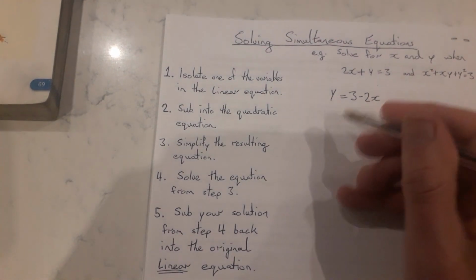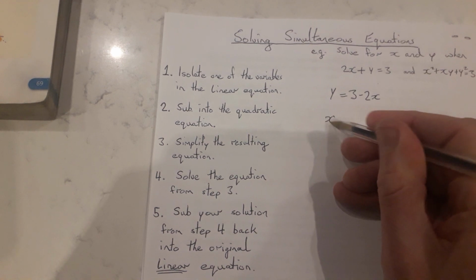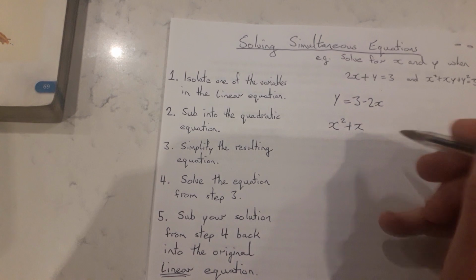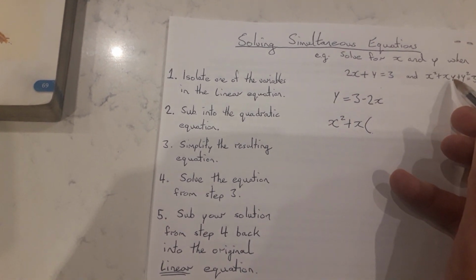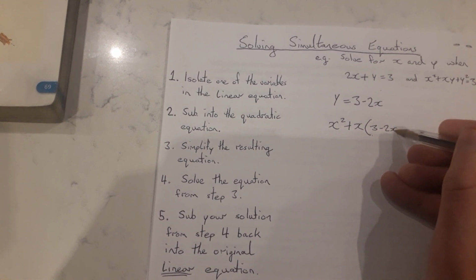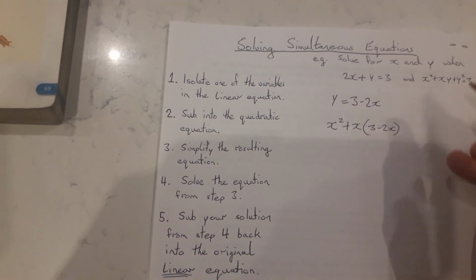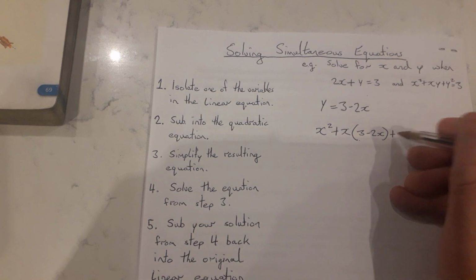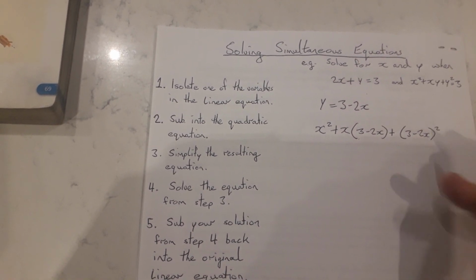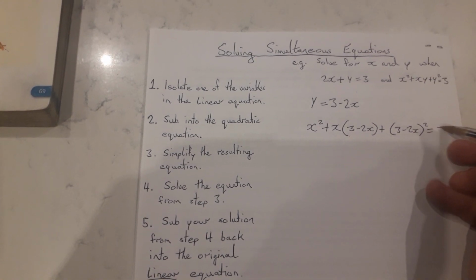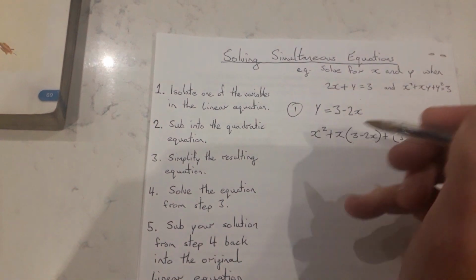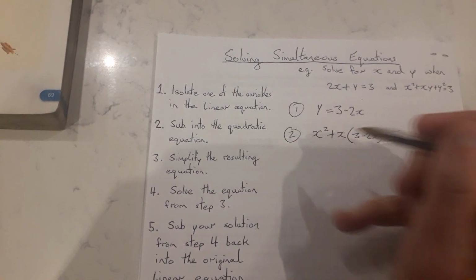So taking this quadratic, it's going to be x squared plus x, and instead of xy, it's going to be x times 3 minus 2x, plus y squared in the original, so it's going to be plus 3 minus 2x to be squared, and is equal to 3, just like it says in the original. So this is step 1, this is step 2.